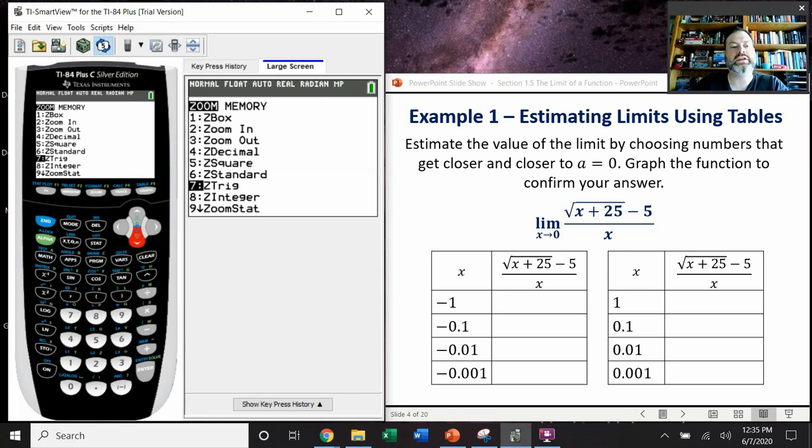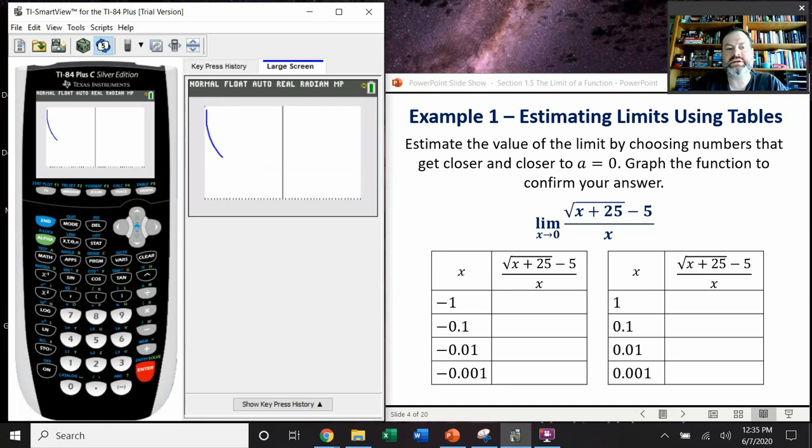I don't know why they hide it at the bottom. It's the only thing you'll ever use in here. Here it is. It's 0. It's called Zoom Fit. Hit enter. And what Zoom Fit does is it picks the best y coordinates for the x coordinates that you put in. Well, that graph looks a lot different than what we just saw in the previous graph, right? This graph is actually telling us something.